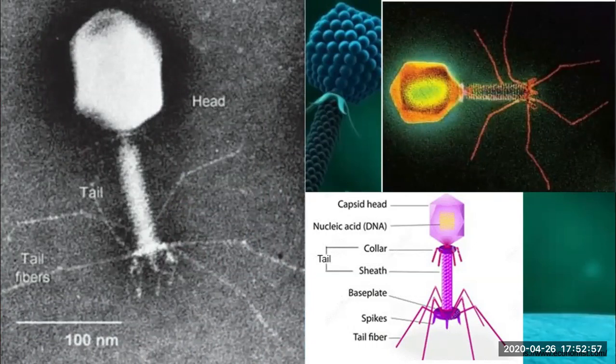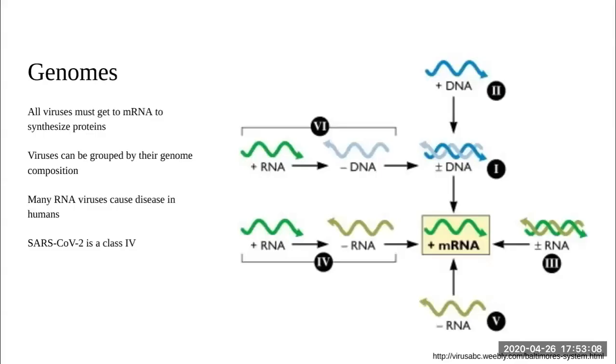So I think that's really cool, and it allows you to get an appreciation for the diverse range of viruses and the way they can look as far as their morphology goes. The last thing I want to talk about here is the genomes, which I've mentioned on a number of occasions. The important point is that all viruses have to find a way to get to mRNA. They start off with some genomic material, whether it's DNA, double-stranded RNA, whatever it is, and it has to get to mRNA.